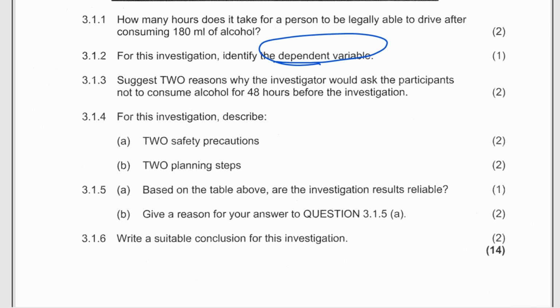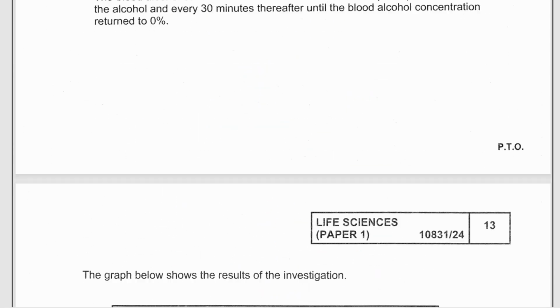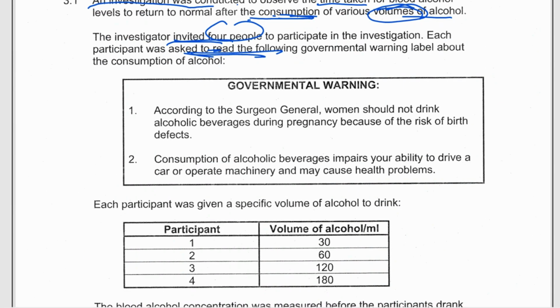Then they're saying that for this investigation, describe two safety precautions. So what did they do for the safety precaution? They told them to read, so that they know. That's number one. They had to know the warning that, according to this, women should not drink. A woman who is pregnant must not drink. So that prevents all those things.